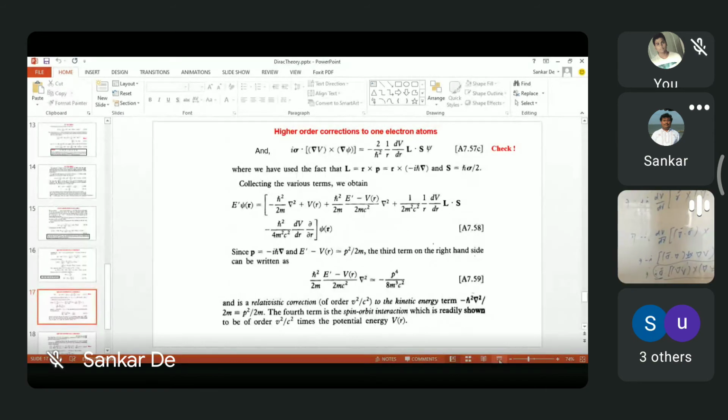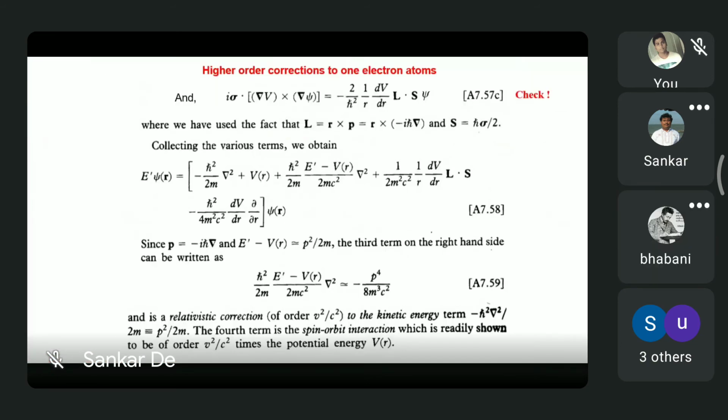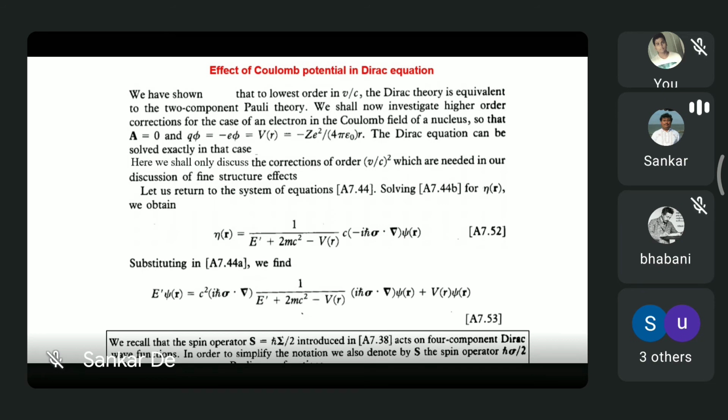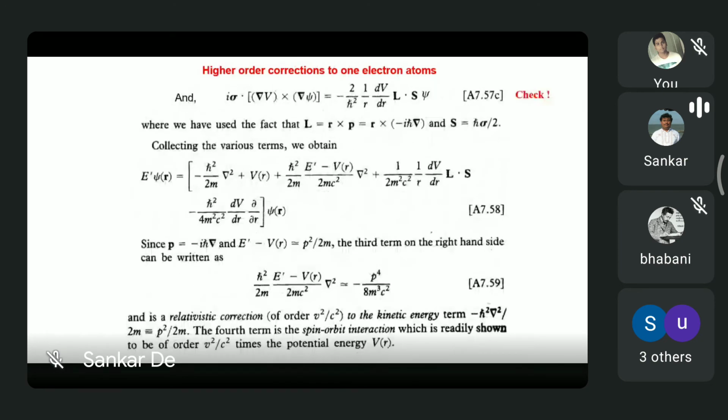Okay, so I think we should move forward. This was easy, but the earlier one, deriving 7.5, 7.55, was confusing. We missed the gradient part. So it has to be operated on this and then we can get this. So this was a little tricky. This one I think was easier. Now we can collect the various terms and you can see here.